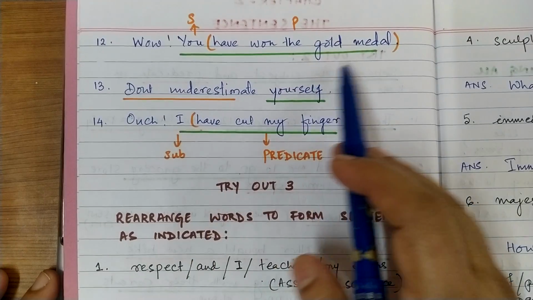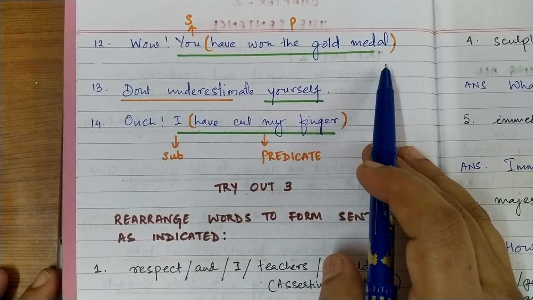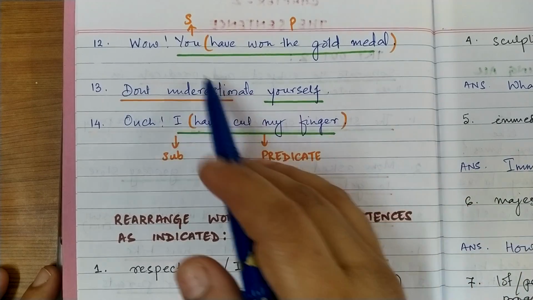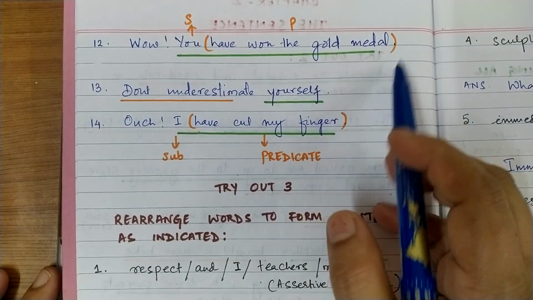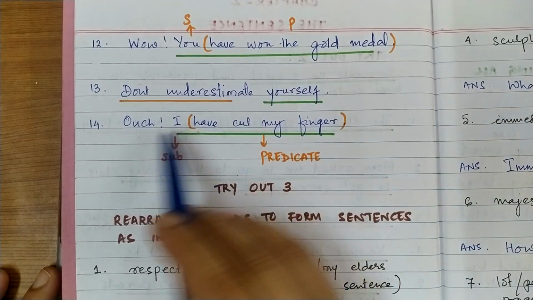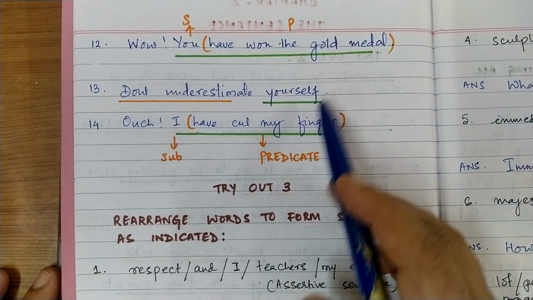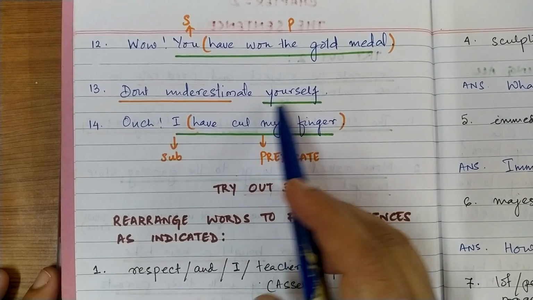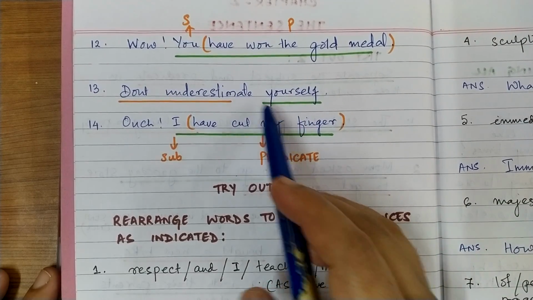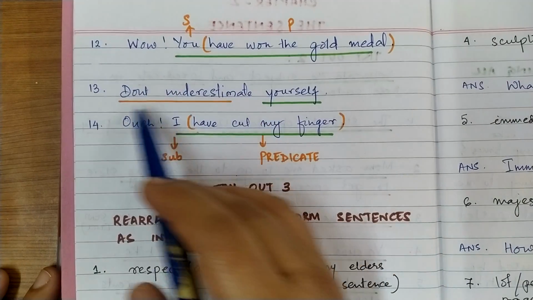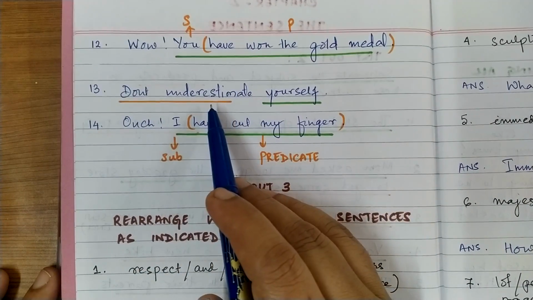Wow, you have won the gold medal. This is an exclamatory sentence. You is the subject, have won the gold medal is the predicate. 13. Don't underestimate yourself. Here the subject is yourself and what about yourself? What you should not do? You should not underestimate yourself. Don't underestimate is the predicate.